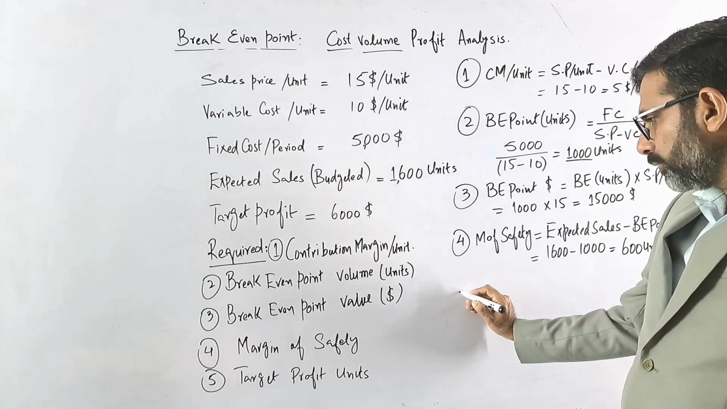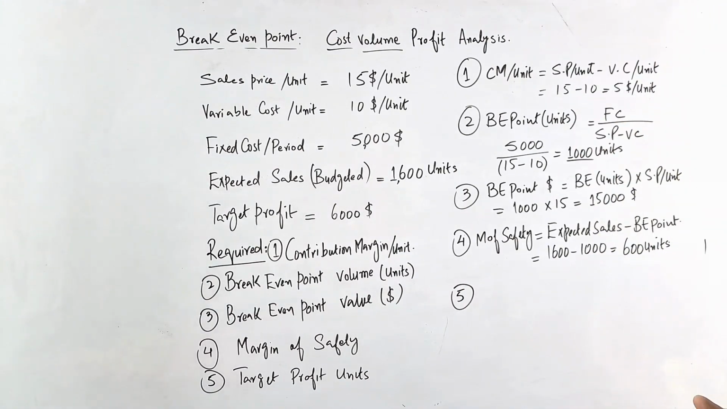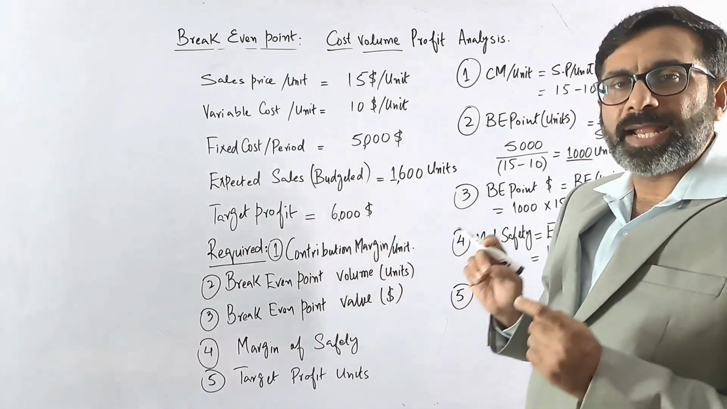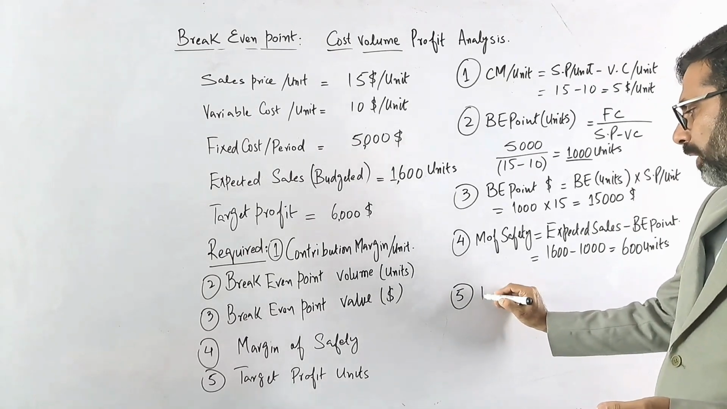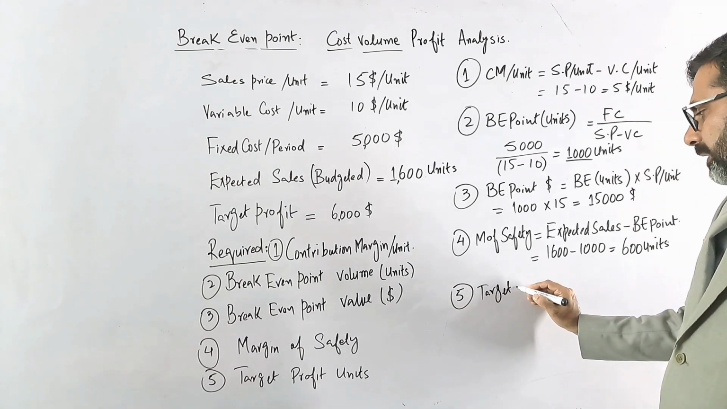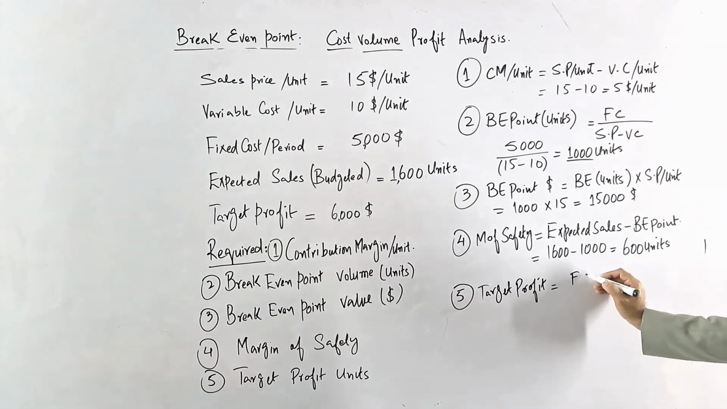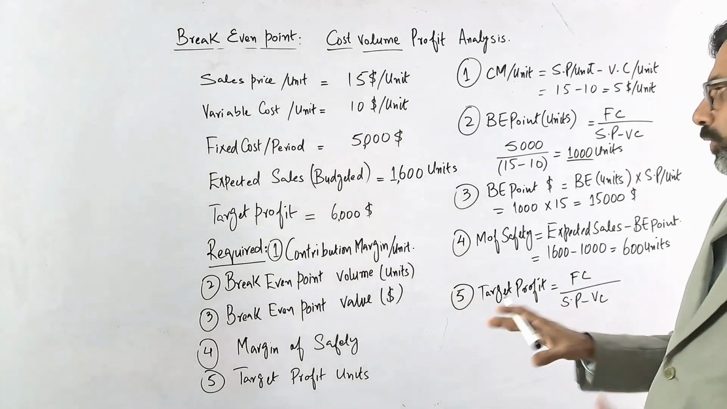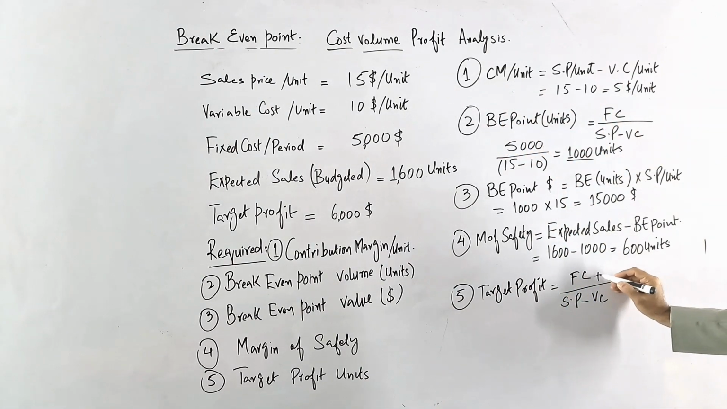And the last thing that we are going to calculate is the target profit units. They want to get a profit of $6,000. To get this profit, how many units do they have to sell? The target profit unit is again a very simple one. It is the fixed cost plus target profit, divided by the sale price minus variable cost. That is the same formula that we used for the break-even point. What we have to add is the target profit value.